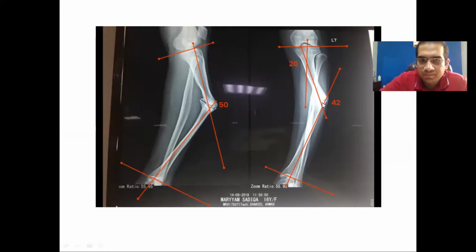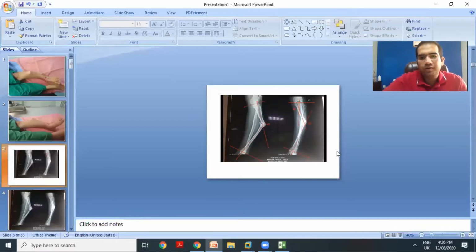This patient had multiple apices in the frontal view. So for sake of discussion, we're just going to ignore this one. Let us just focus over here. This girl had 42 degrees of deformity in the AP plane and 50 degrees of deformity in the lateral plane. So this girl had a deformity in both planes. So what are you going to do when you encounter a case like this?